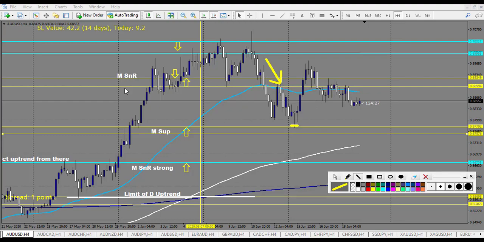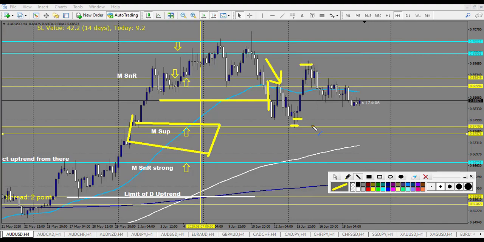And after, since we are in a 4-hour downtrend from this point in time right here, but we are still in a daily uptrend, that's why this level right here works as a buy, and it made a very nice pin bar, and this is a huge winning trade for a buy.